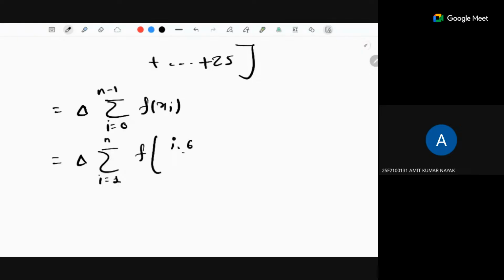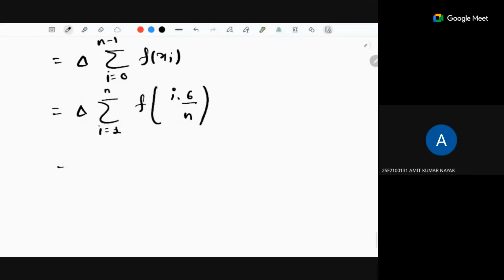That will be i into 6 by n, right? This is the thing you have done. So this is your delta. But ma'am, here the endpoint in the given interval is starting from -1, not 0. So it will be -1 plus i times 6 by n.